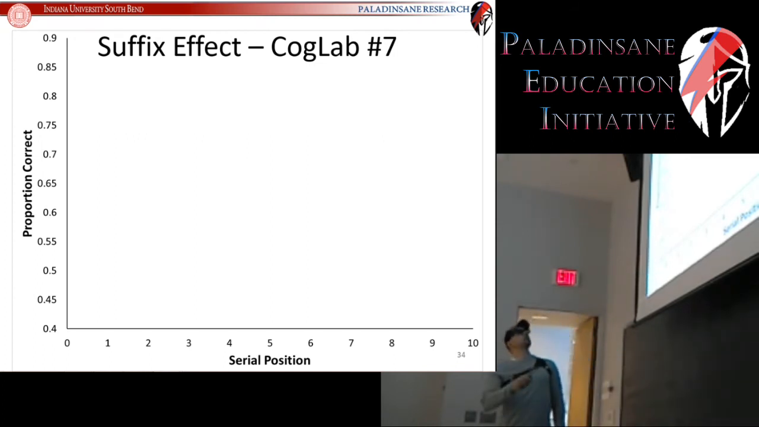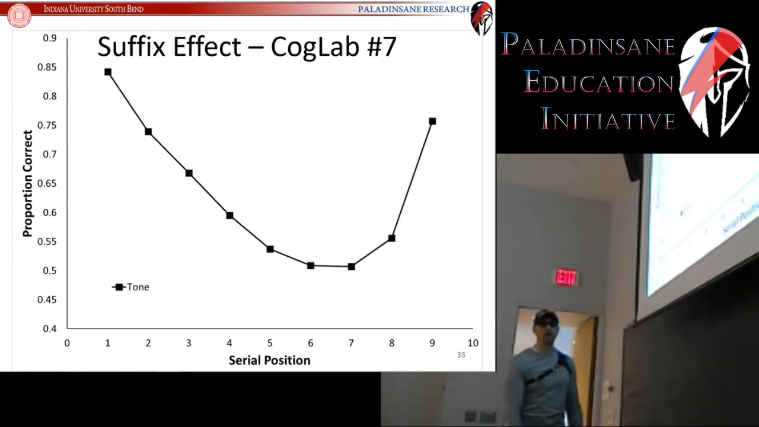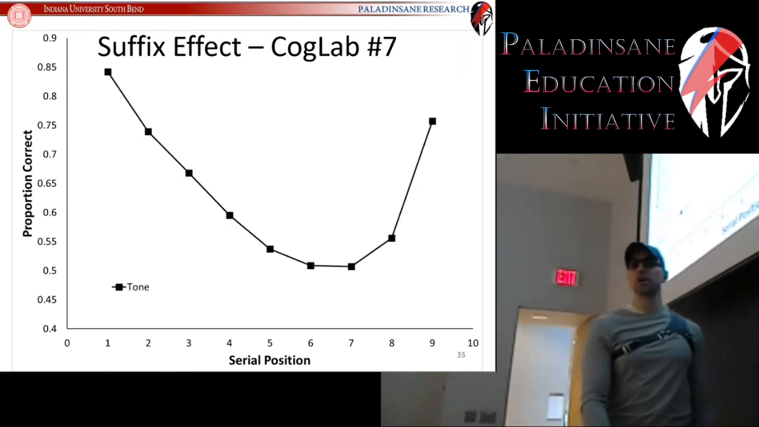And then here was the proportion correct, right? So the higher you go, the better your memory. And then if it was all the way up to 1.0, that would be perfect. You remembered it every single time. So what did we find? Well, that is our memory curve.